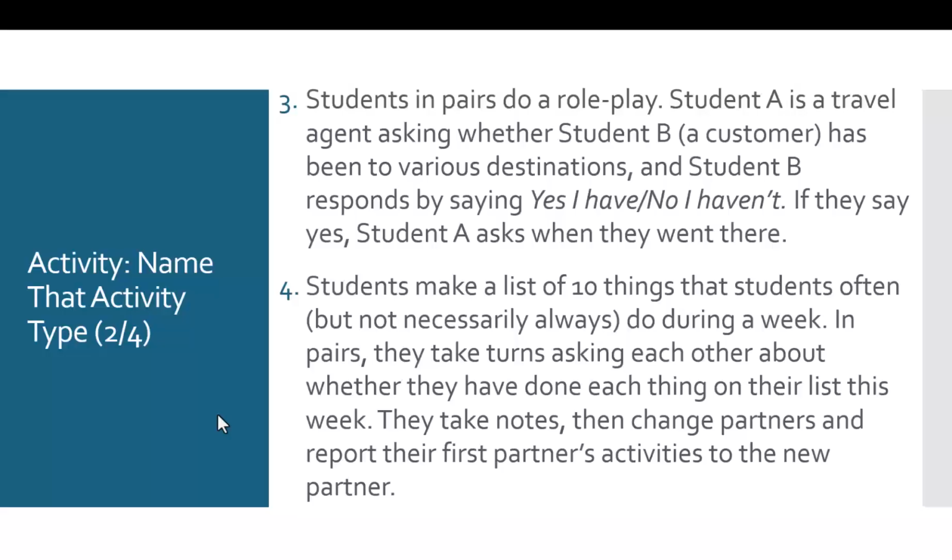And number 4, students make a list of 10 things that they often, but not necessarily always, do during a week. And in pairs, they take turns asking each other about whether they've done each thing on their list this week. They take notes, and they change partners, and they report the first partner's activities to the new partner. And this would be a communicative activity. You could say that the first part is maybe more guided, but especially taking notes and then reporting on what the other person said, that's going to be communicative.